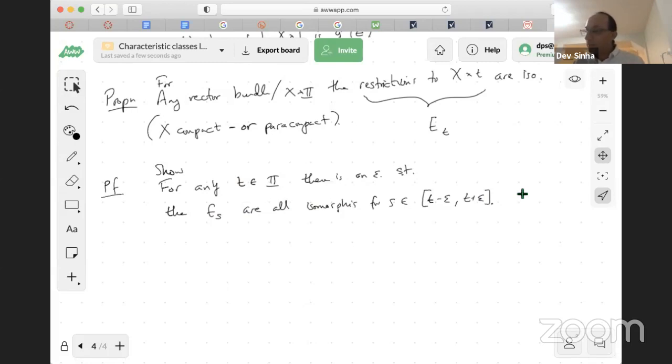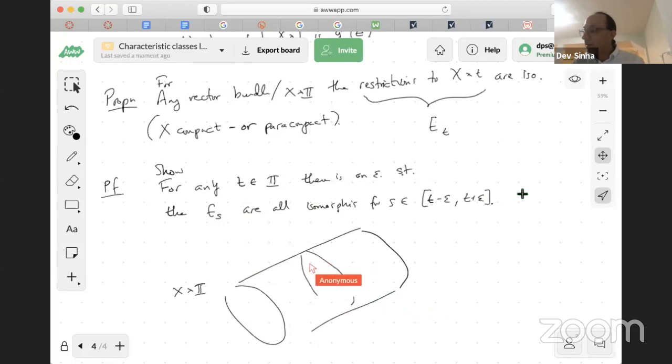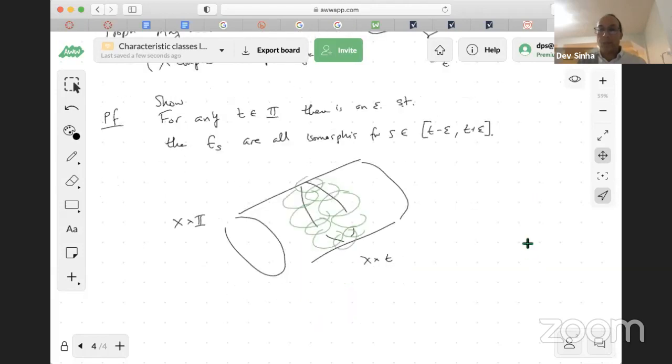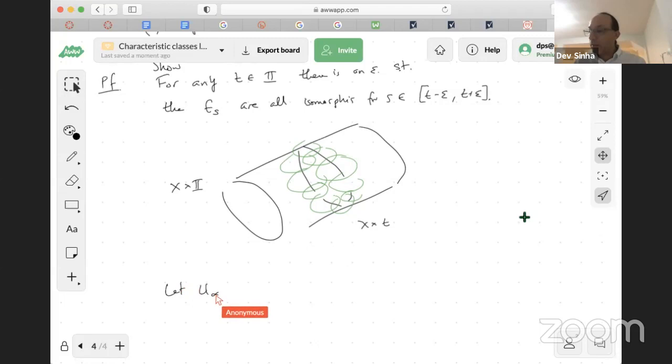So this is my picture of X cross I. I'm now looking at X cross t. E restricted to it, if you will, is a vector bundle. So there are trivializing neighborhoods for every point in X cross t. So let U alpha trivialize the vector bundle over this one X cross t. Of course, X is now compact, so finitely many suffice.